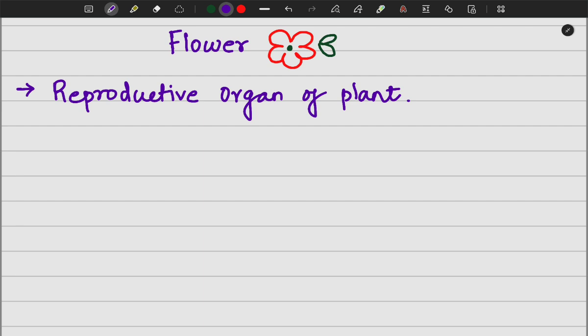And the flower is actually the modified shoot or the stem. So the flower is actually a modified shoot. The shoot apical meristem turns into floral meristem to produce flowers. So this was a bit brief description about the flower.